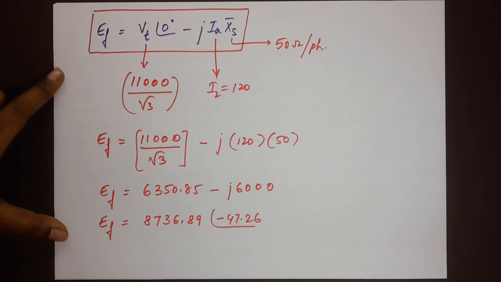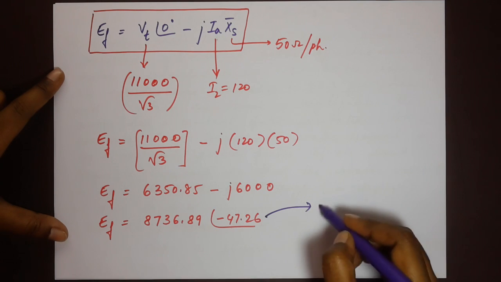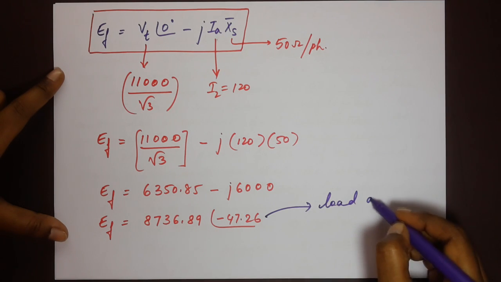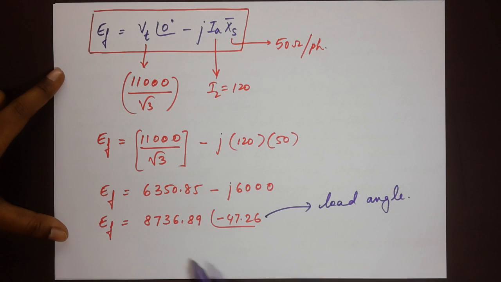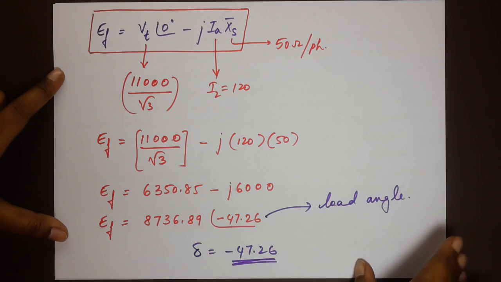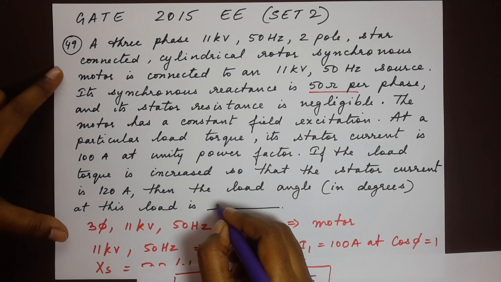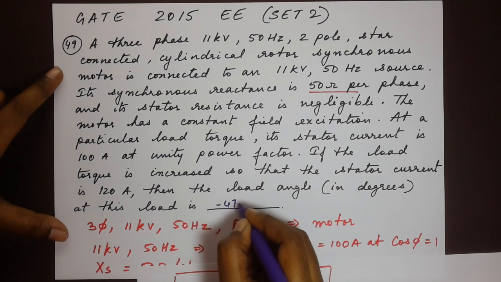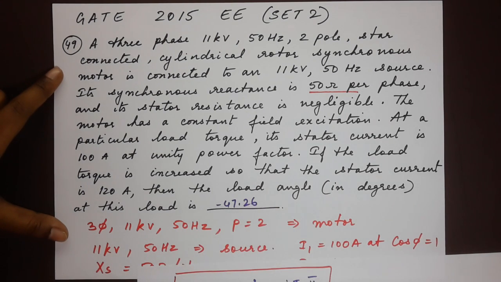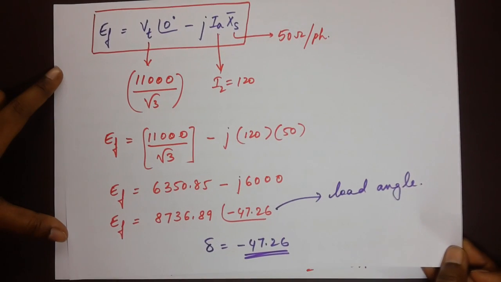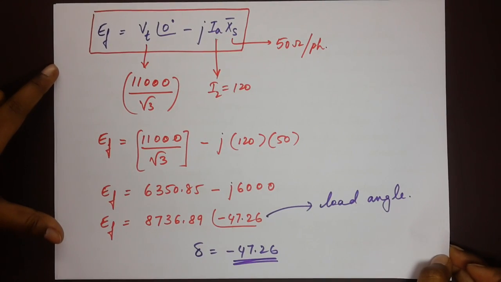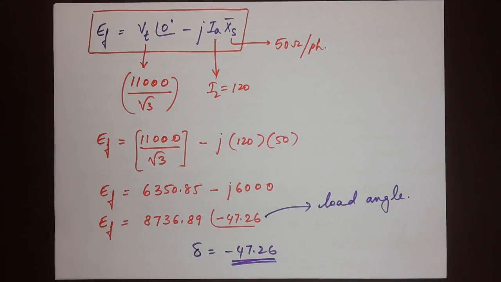The load angle is the angle of the field excitation, this. So the load angle delta is minus 47.26. So let's note that down here. Minus 47.26. This is the final answer and the entire explanation. I hope it has helped.